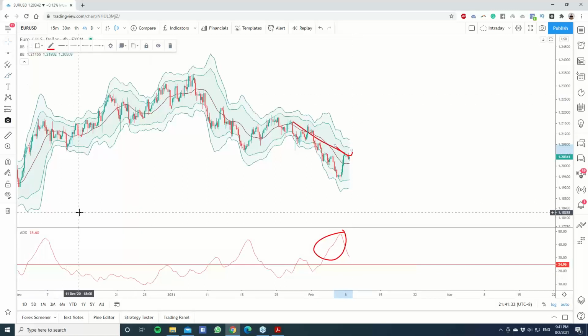I would say ADX complements the Bollinger Band indicator pretty well. Other than that, really nothing much, I can't really think of it right now. But if you ask me straight up what is one indicator that can complement the Bollinger Band, it will be your ADX indicator.